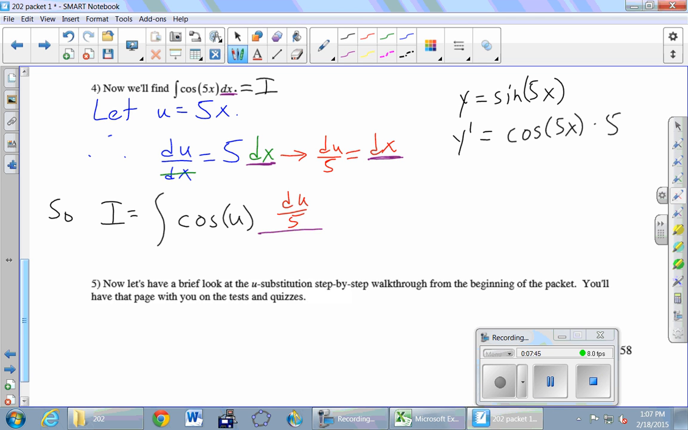Okay, so that divided by 5 is a constant multiple. Where can I put it? I can put it in the front, and what does it become when I pull it out? 1/5, right? It's on the bottom. It's not a 5. It's a 1/5. And then I'll copy everything else. Cosine of u du. Okay, so we did a lot of stuff. Integral of cosine of u du.